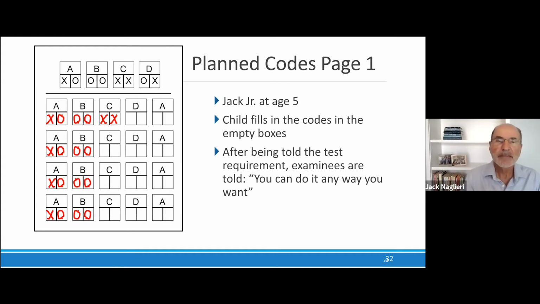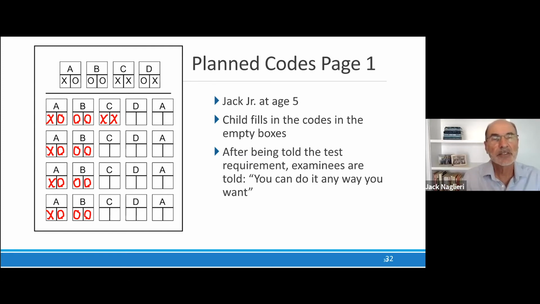So how do you measure planning? Well, you give a student a relatively easy task, and you let them know that they can fill it out in any way that they want, as long as they follow the basic rules. So in this example, obviously you can figure out what the child has to do. Put XO under the A's and OO under the B's, and so on. And when we give them the blank page without any of the red marks on it, when I gave this to Jack Jr. at age 5, as I introduced the task and gave him the directions, the last part of the directions says you can do it any way you want. Jack Jr. did the XOs for A's, then he did the OOs for the B's, and then he started the C column. Well, that's pretty clear.